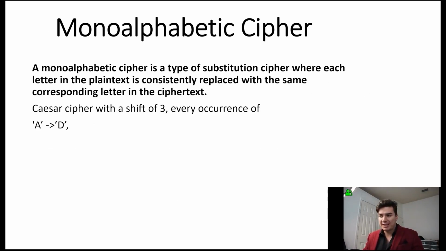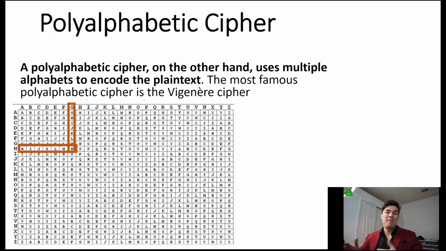So the monoalphabetic cipher is a substitution cipher where the letter matches up with the same corresponding letter in the ciphertext. So it's a 1-to-1 ratio, such as in the Caesar cipher, it's shifted by 3, so A to D, and A always matches D. In the polyalphabetic cipher, that's when you're using multiple alphabets. You can see there's a huge list from A to Z, and then it starts at B to C, and so on. This is an example of a Vigenère cipher here, by the way. It matches multiple alphabets to encode the plaintext. So the difference from the monoalphabetic cipher is 1-to-1 versus 1-to-many.